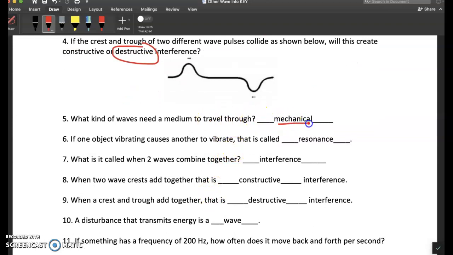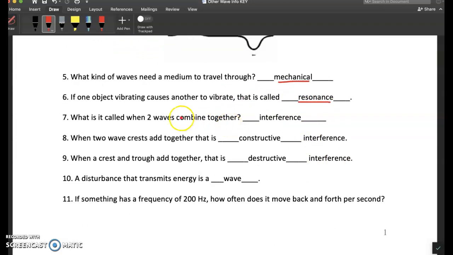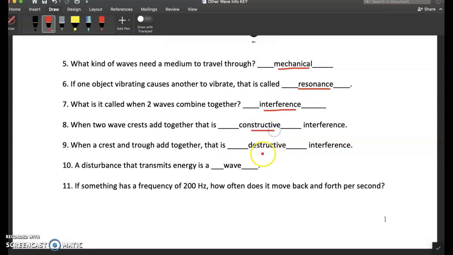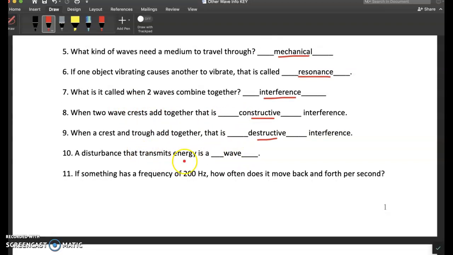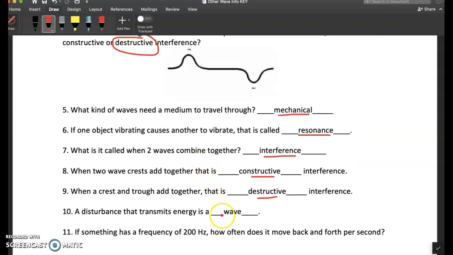Now the rest I already answered here. Mechanical waves, transverse and longitudinal, require a medium. 6 we didn't really talk about a whole lot, but that's called a resonance. 7, when two waves combine together, you get interference. You can have constructive when they add, or destructive when a crest and trough add together. Two crests, constructive, opposites, destructive. Disturbance that transmits energy, just like in number 3 here, that would be a wave.